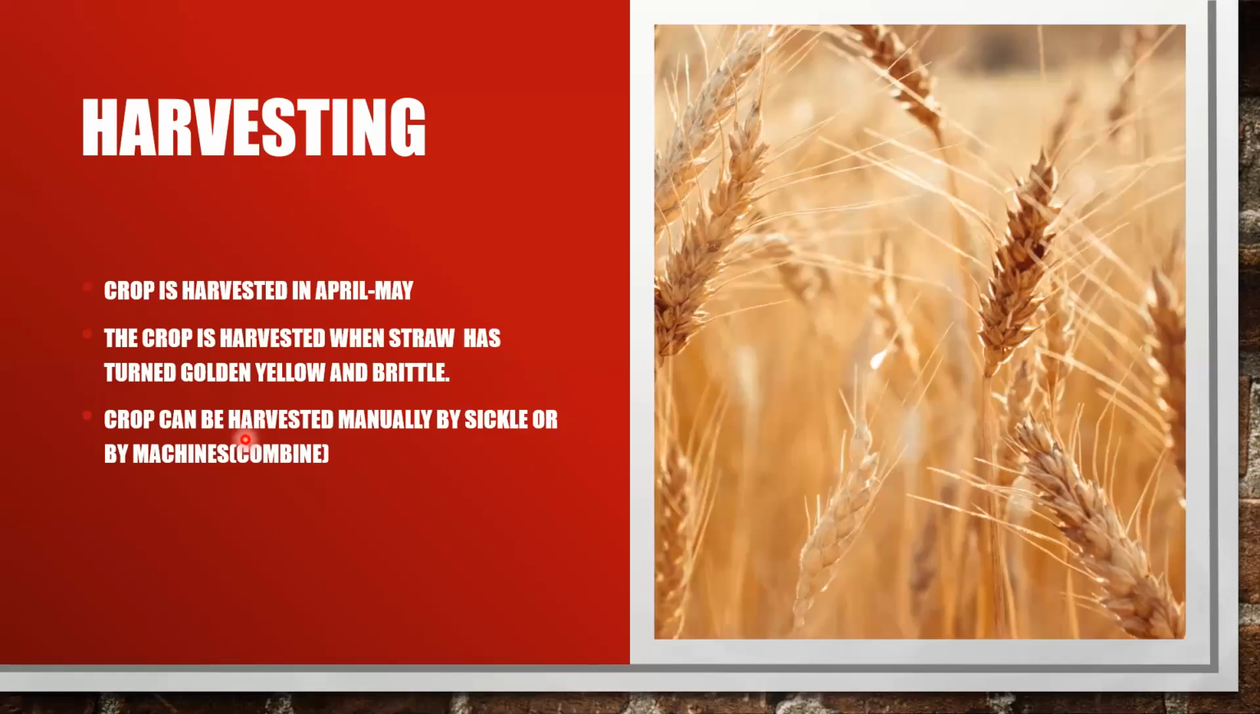Now, after giving irrigation and fertilization, when the crop matures in April and May, it can be harvested when it turns golden yellow in color. The straw has turned and the grains have matured, and they will turn brittle and hard also. So we can harvest at this stage. Harvesting can be done either with the help of a sickle, or nowadays with the help of combine harvesters.